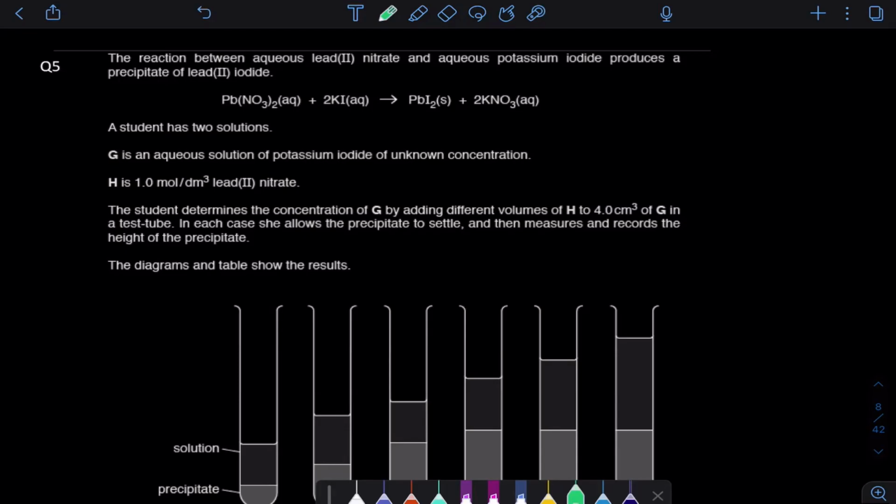A student has two solutions. G is potassium iodide. So I'll just write G here ताकि बाद में मुझे आसानी रहे. And this is H. The student determines the concentration of G by adding different volumes of H. So he has concentration of G, which is what he's trying to figure out. So this is going to be the dependent variable, by different volume of H, that is going to be my independent variable, to 4 cm cube of G. So this one, 4 cm cube of G, that's going to be my control variable. Okay, so there you go.